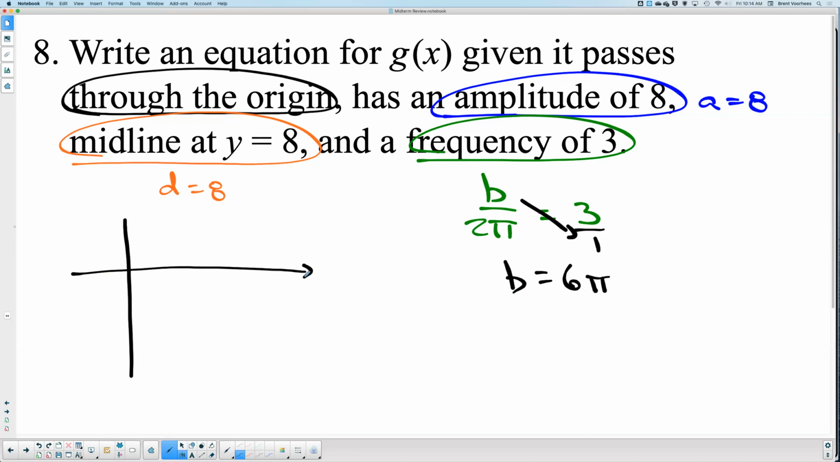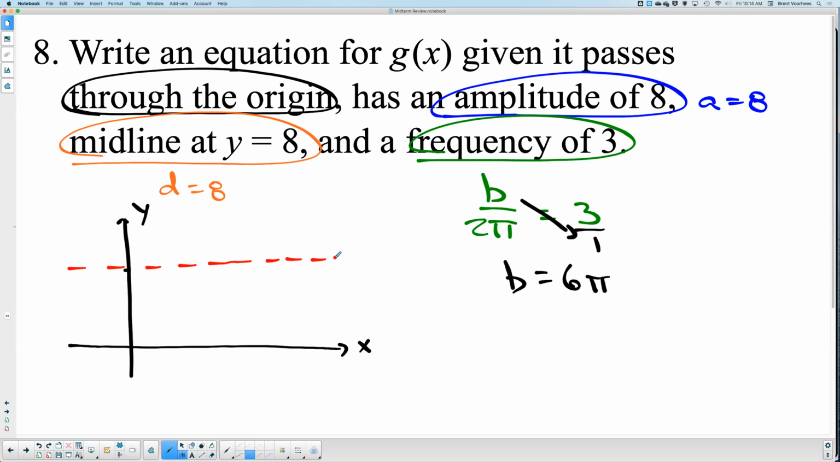I'm gonna draw the y-axis a little higher. I'm gonna draw my x-axis a little lower this time. In a moment, you'll see why. Okay, my x-axis I'm gonna draw lower, because where's the midline? At 8. So that's y equals 8.